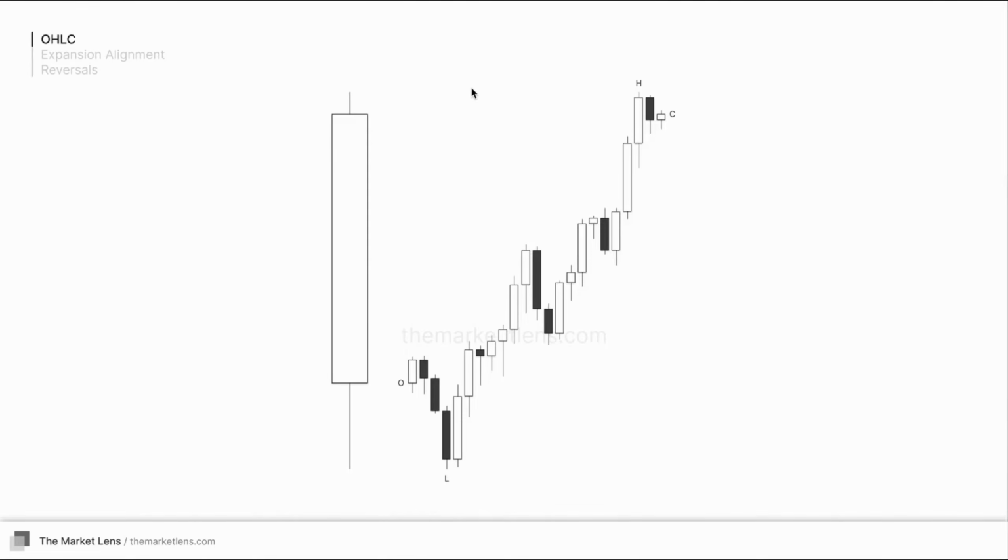Welcome to my course. In this section, we'll be covering the different types of candles that form, their key features, and how they form. Now, let's talk about a bullish expansion candle.